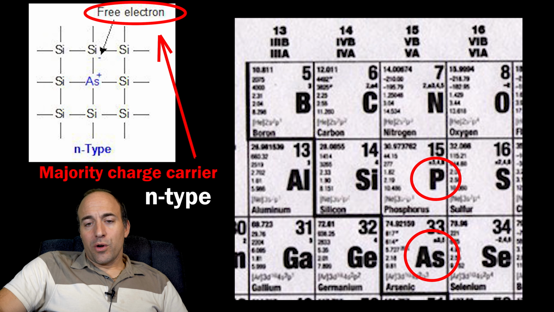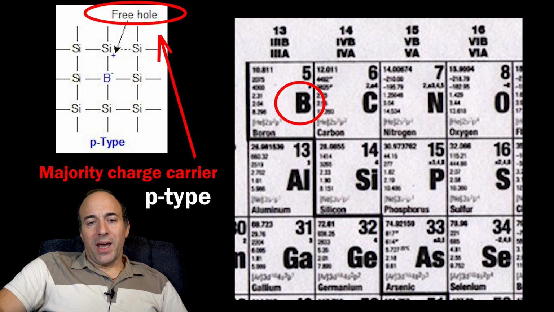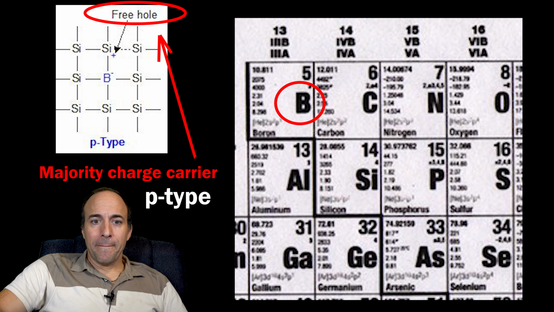Likewise, you can add a group 3 element like boron, which replaces some of the silicon atoms and allows for a hole, or a lack of an electron, to be mobile and free to move about the lattice and carry current. The holes, in this case, would be considered the majority charge carriers. And silicon that is doped this way is called P-type silicon, where the P stands for positive, since the majority charge carriers have positive polarity.